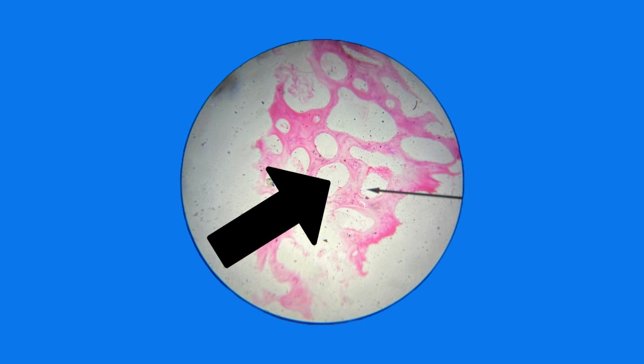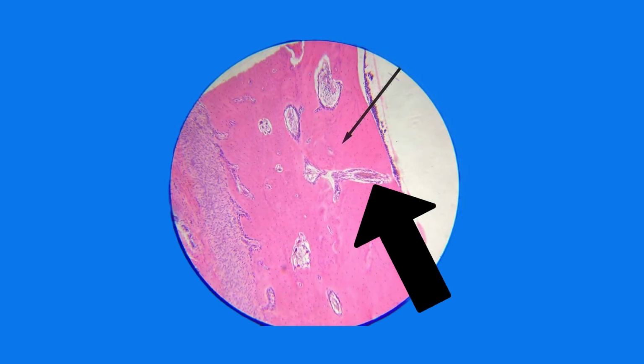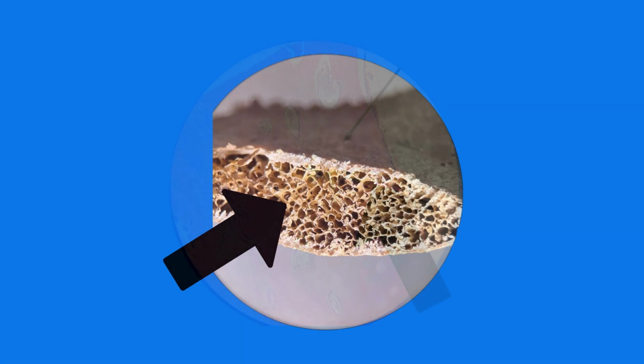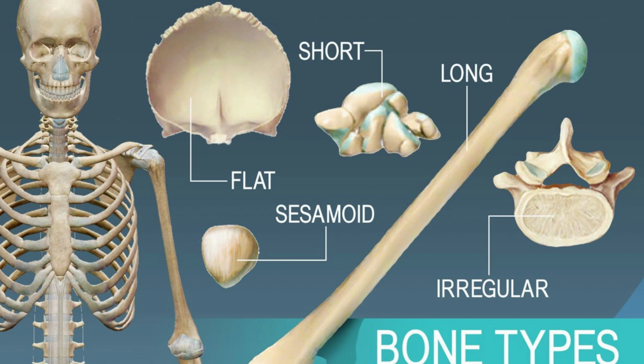This is bone marrow. This is Haversian canal. This is spongy bone. There are 4 types of bones. These include the short, long, flat, and irregular.